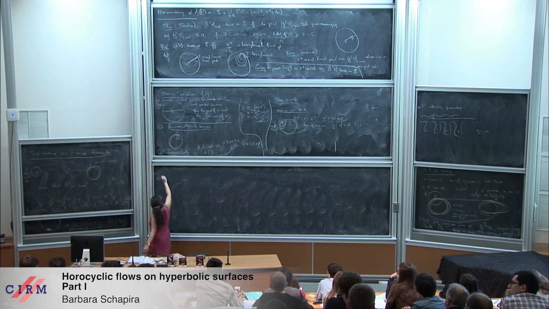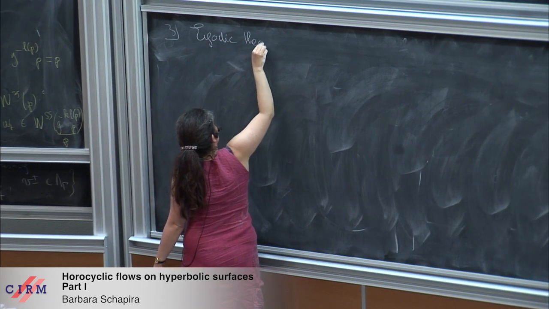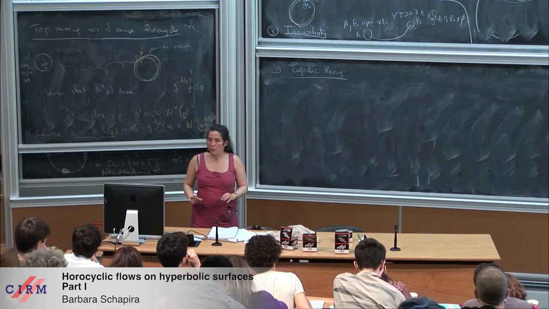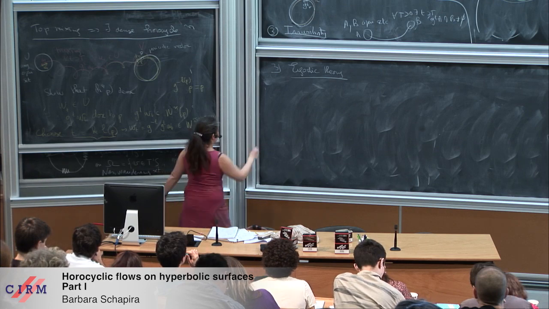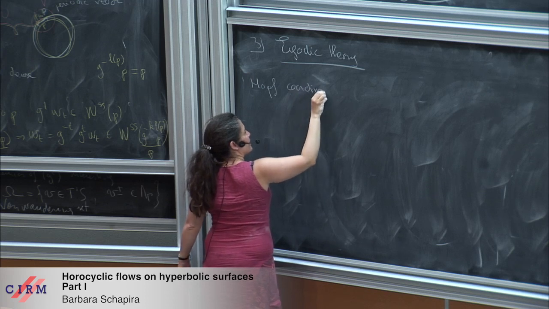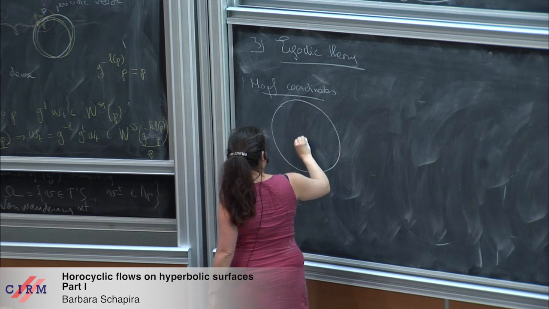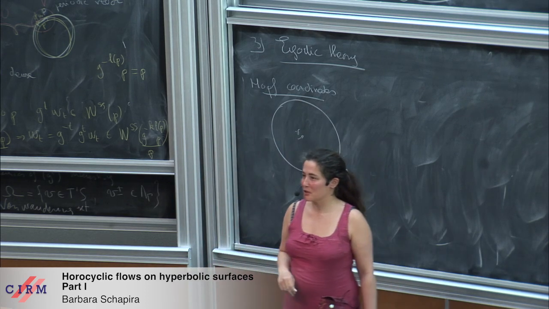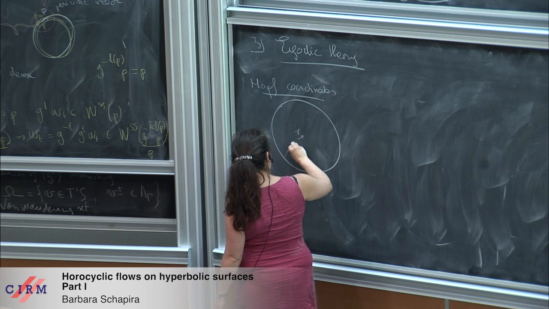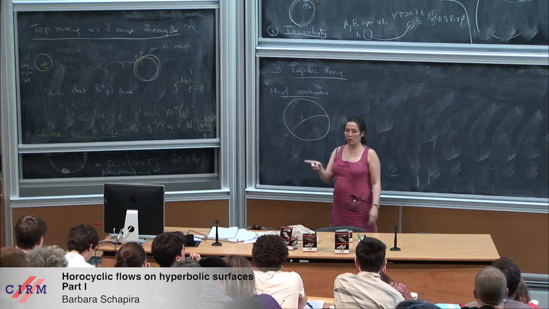So now I will speak about the ergodic theory of these two flows. And for doing that, I will need the Hopf coordinates, but there are two ways to define some Hopf coordinates. And from the point of view of the stable foliation, I will prefer a slightly different Hopf coordinate than the one of Frédéric.